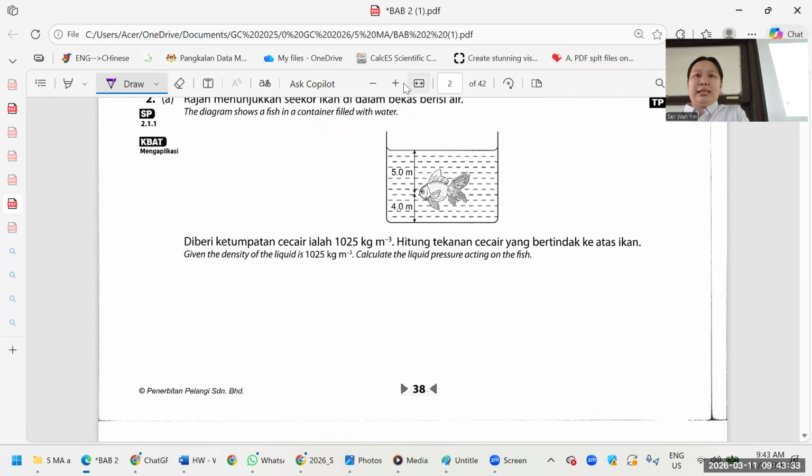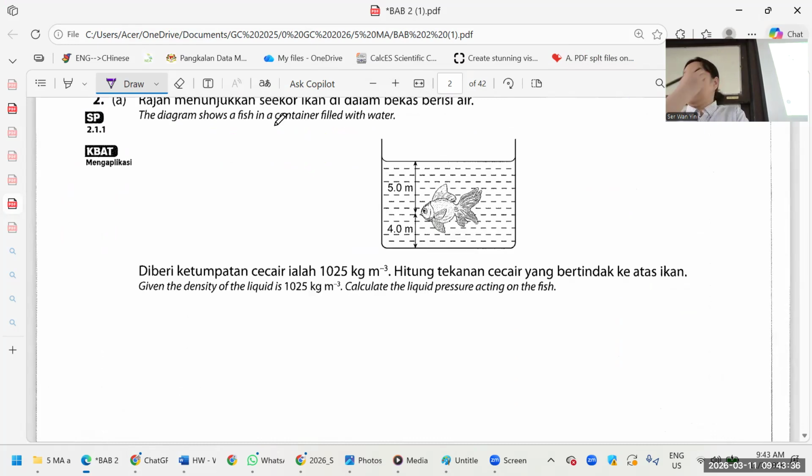All right, so now look at this. This is a fish in a container filled with water. Given the density of liquid is 1025 kilogram per meter cube, calculate the liquid pressure acting on the fish. Okay, so now what info can you get? Yes, rho, 1025 kilogram per meter cube. Is it SI unit? Yes. So no need to change.